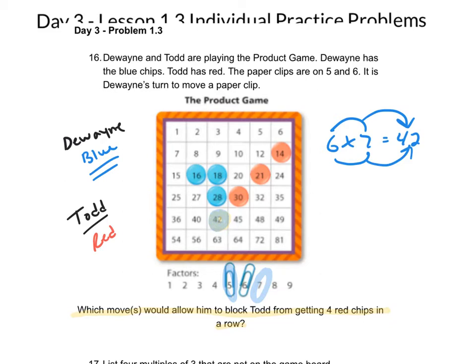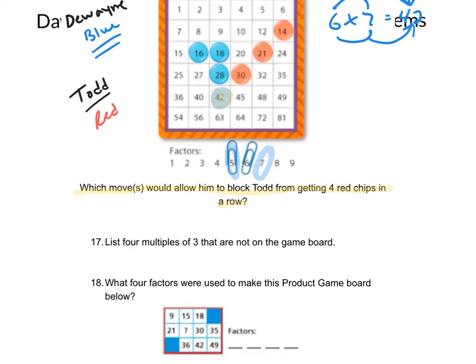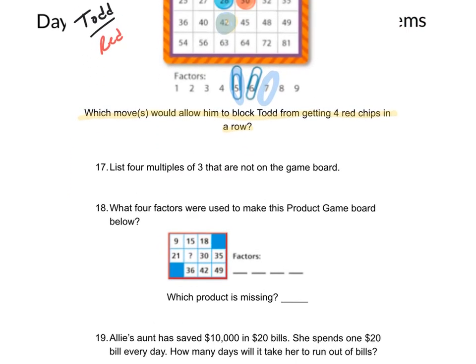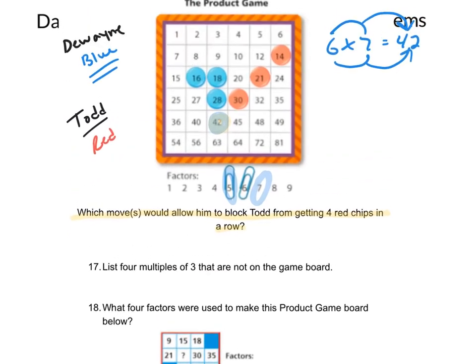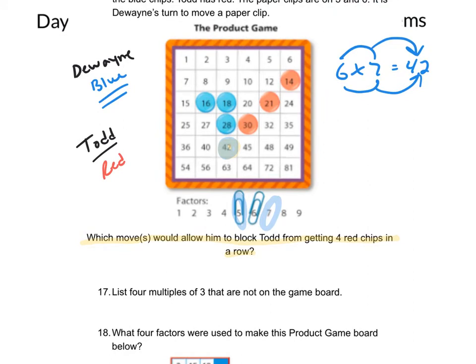Let's go to the next question. It says list 4 multiples of 3 that are not on the game board. So multiples of 3 that are not on the game board. Well, let's first go through and find all of the multiples of 3 that are on the game board.